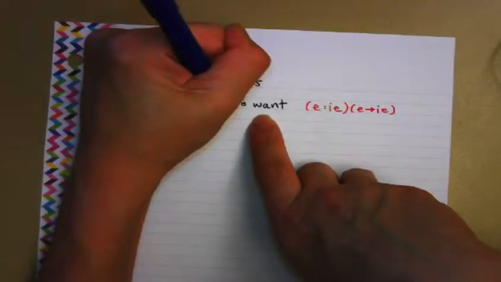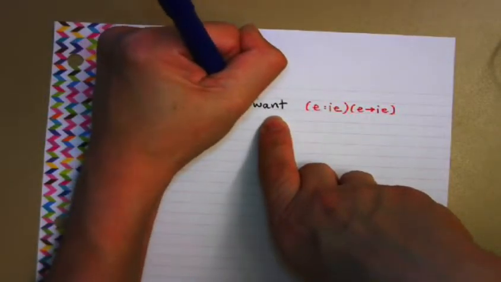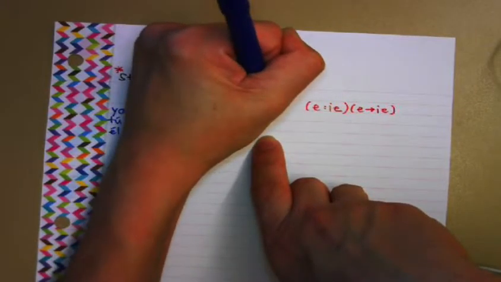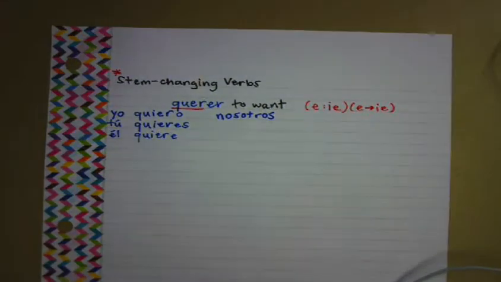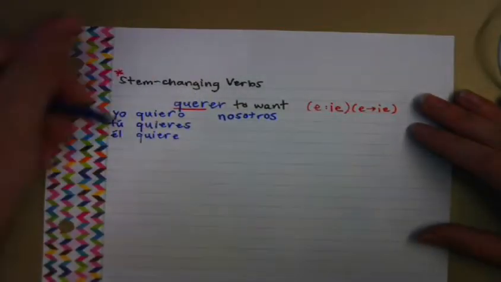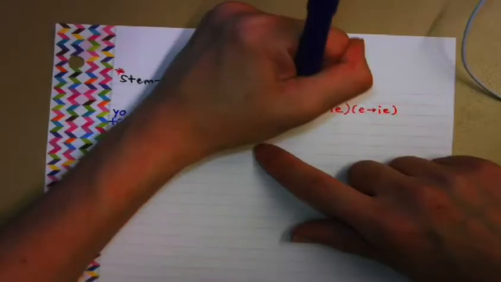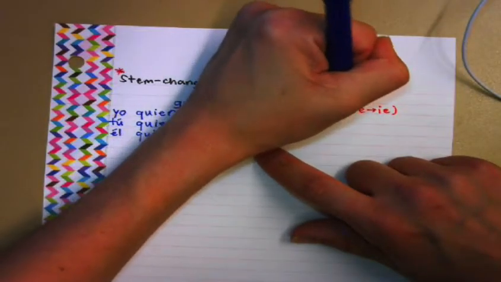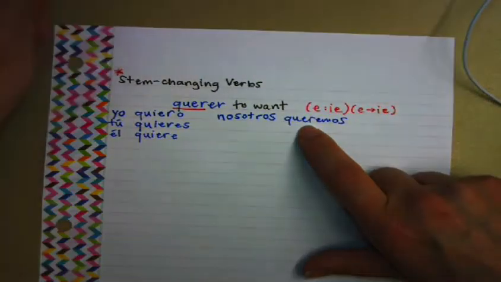Now this is the interesting part about stem changing verbs. Nosotros. They only change spelling in the area that the boot is formed. So I'm going to spell this one out for us. Nosotros queremos. Notice here that there's no spelling change at all.